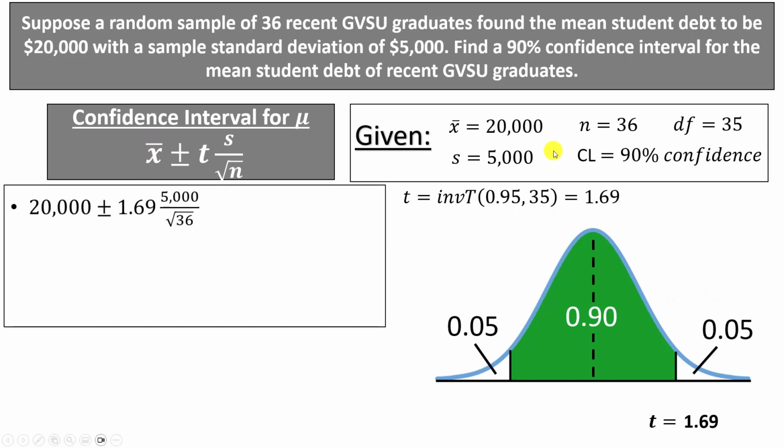We have x bar, which is 20,000, plus or minus the t-score, which is 1.69, multiplied by the standard deviation s of 5,000, divided by the square root of the sample size of 36. Let's head to the calculator to plug this in.